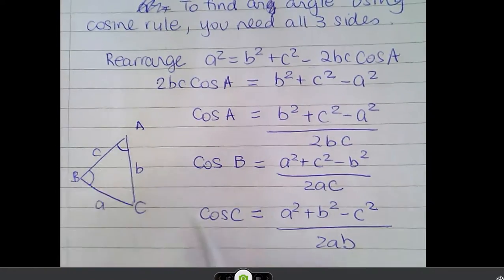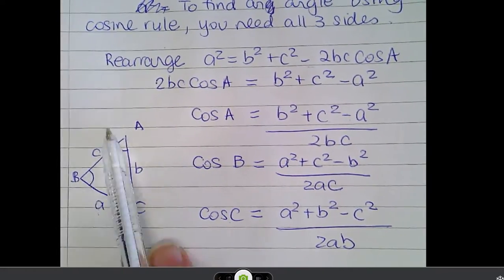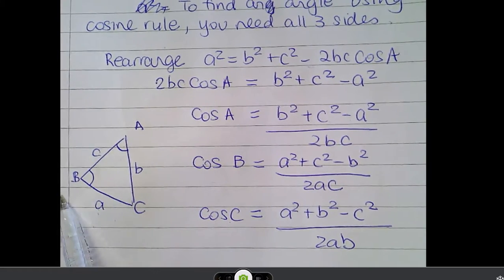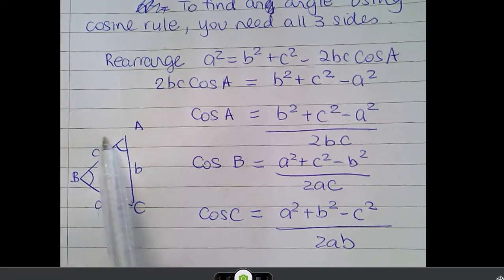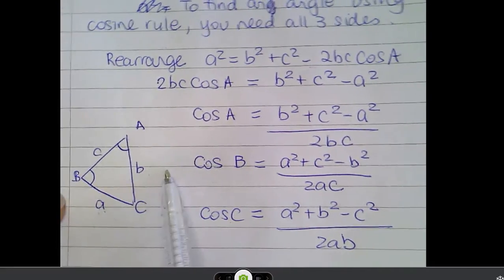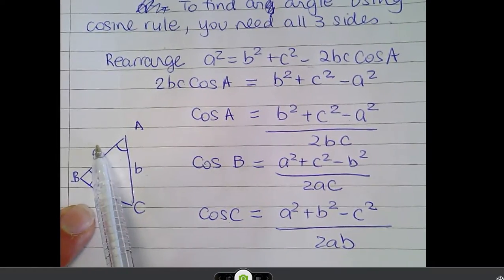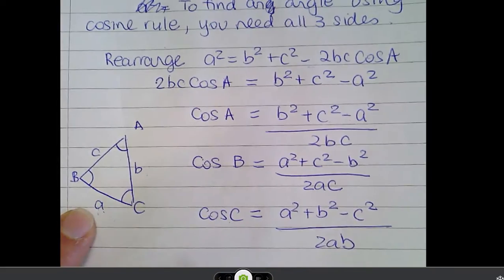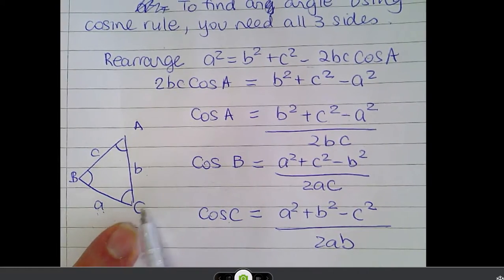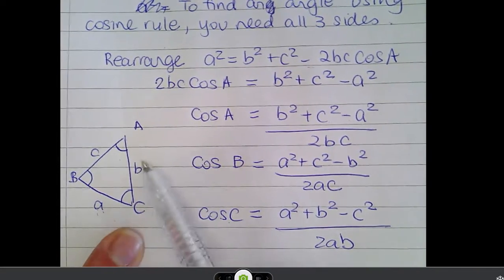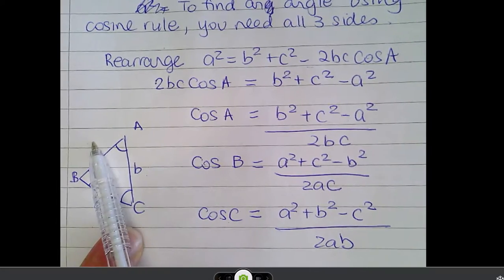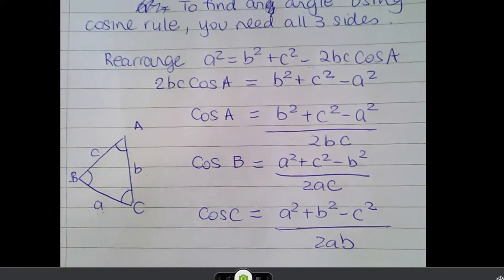If I want cos of B, what am I doing? I'm adding the 2 next to it, the capital B. A squared plus c squared, but subtracting the one opposite it, over 2 times ac. If I want c, how am I finding it? I'm going cos of c is a squared plus b squared minus the one opposite, c squared, over 2ab.